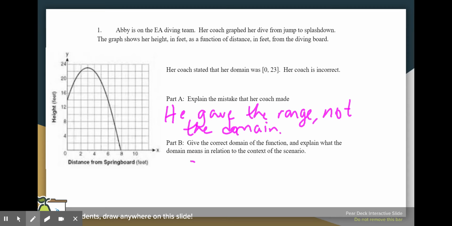So let's give the correct domain. The correct domain would be from 0, like we just said, right here, and it goes all the way to here, which we'll say is 8. And what does domain mean in relation to the context? It means the x values that the graph covers.